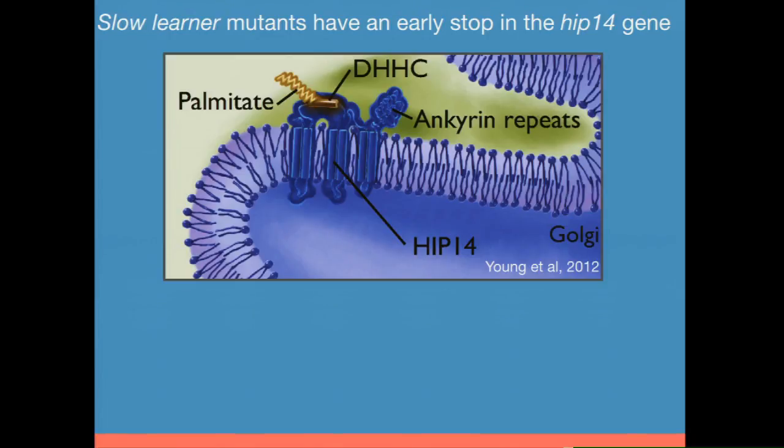HIP14 is a palmitoyl acyltransferase. It palmitoylates its targets using this DHHC domain, which is characteristic of all palmitoyl transferases. But HIP14 also has these unique N-terminal repeats, which it uses to recognize its targets. And HIP14 is named for its most famous target, Huntingtin. So HIP14 stands for Huntingtin-interacting protein number 14.